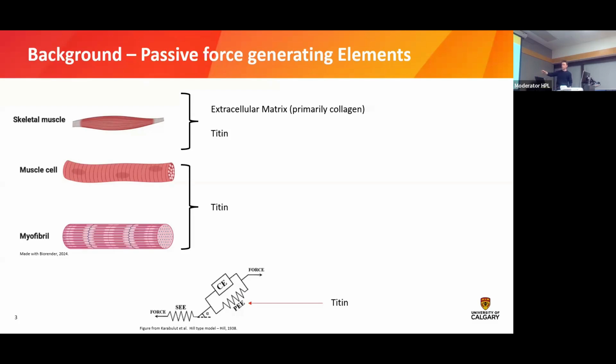Hill type models are usually at a bigger scale than this. The reason I put it here is just because Titin acts as a passive spring element. And what that means is that when you contract muscle, that generates force. But depending on the length of your muscle, the Titin is also generating force as a parallel spring element.